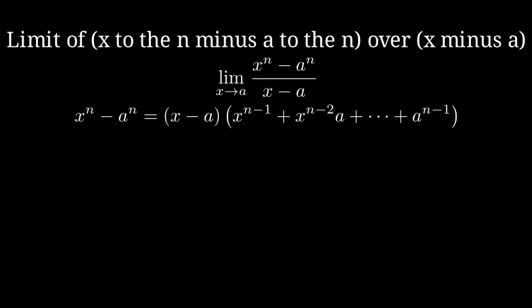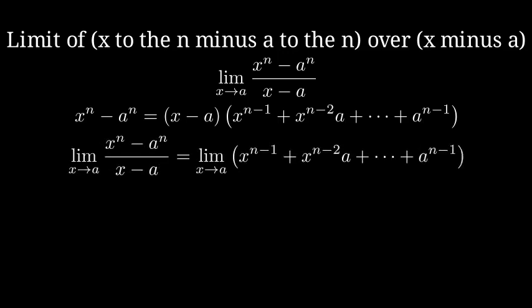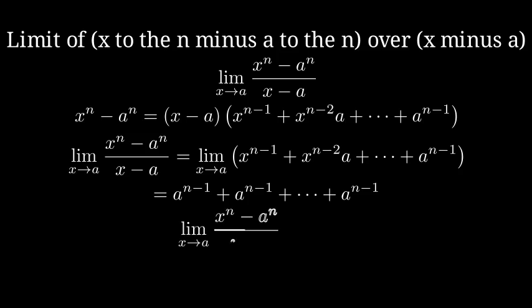Now substitute that factorization into the limit. The x minus a cancels, leaving just the sum inside the parentheses. Now the expression is continuous, so we can plug in x equals a. Each term becomes a to the n minus 1. And since there are n terms total, we add a to the n minus 1 n times. So the final result is: the limit equals n times a to the n minus 1.